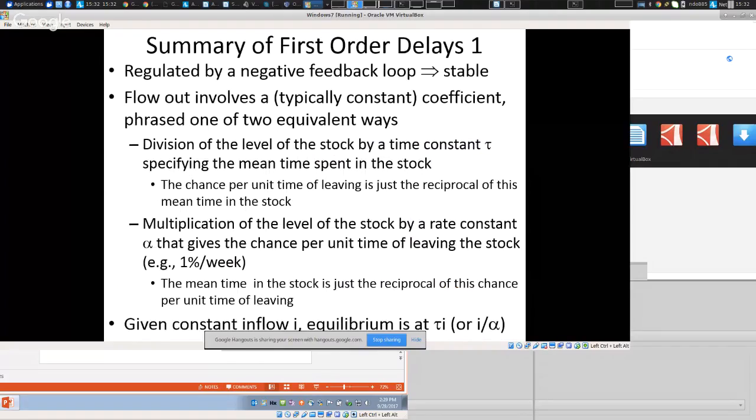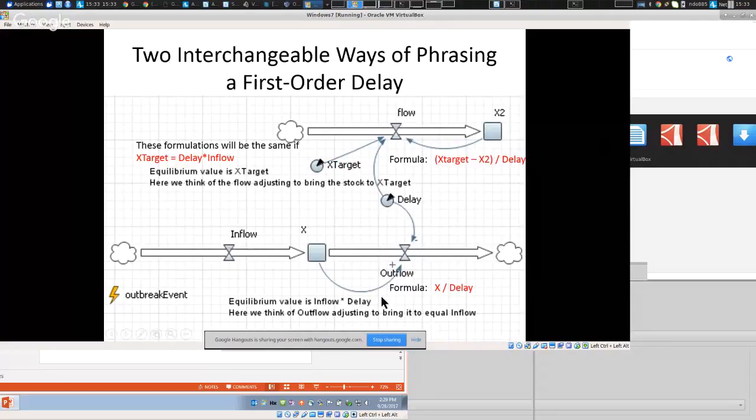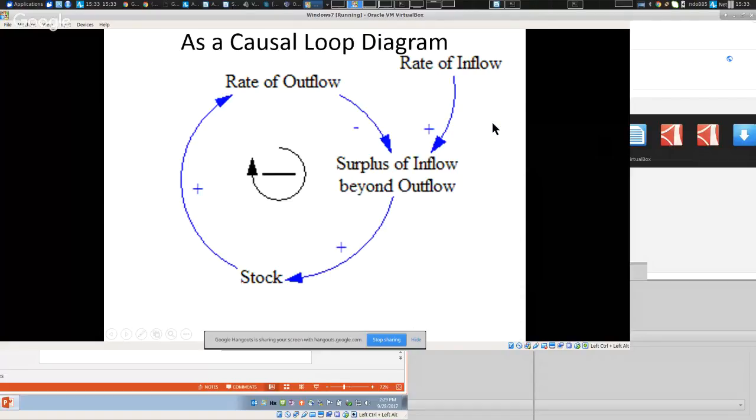Okay, so let me give the summary of the first order delays. They're regulated by a negative feedback loop. They're associated with the negative feedback, regardless of whether we frame them as at the top or down here. You could see the minus in front of the x2. An increase in x2 here will lead to a ripple through effect that will lower the flow into x2, thereby pushing back on that. Or if the system is in balance and we increase x2 so it's larger than x target, the flow will flow out and will bring x2 back into alignment.